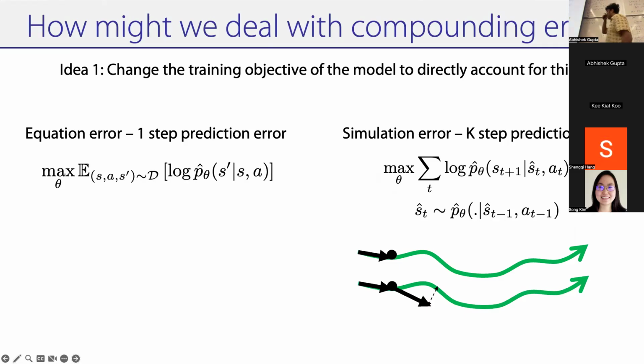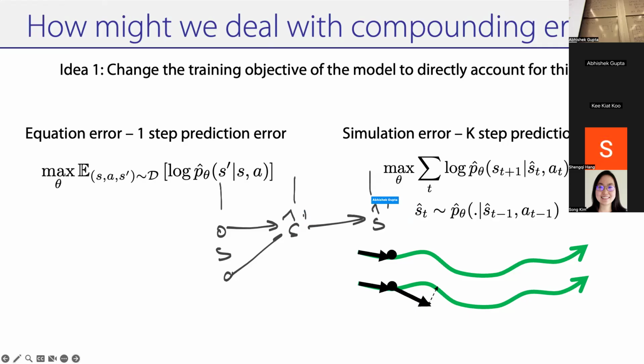And so the thing on the left is often called equation error. The thing on the right is called simulation error. But you can think of it as you've created a computation graph where you start with S, you run through the model, and A to predict S hat prime. And then you run through the model again to predict S hat prime prime, etc. And then you have loss at all of these, and theta goes through each step, right? Kind of like an RNN.